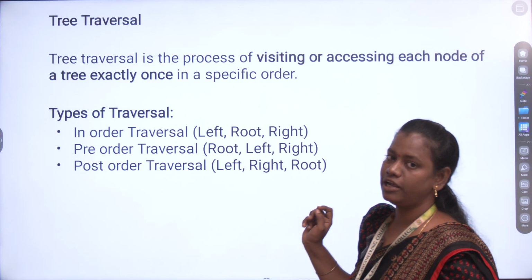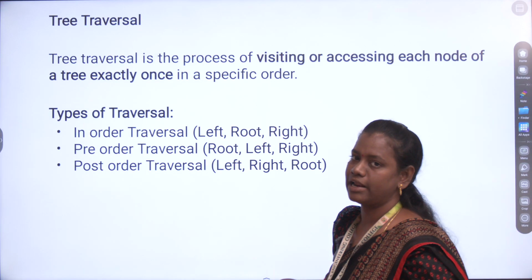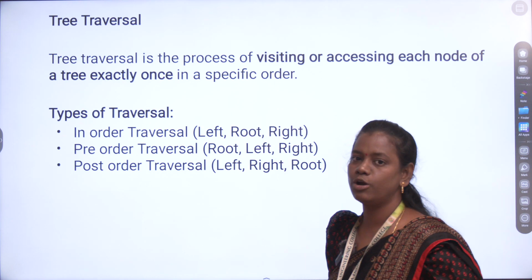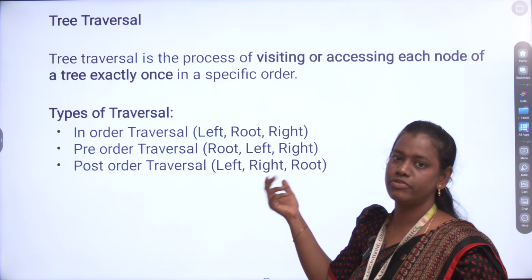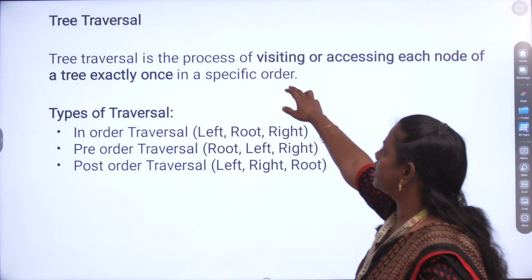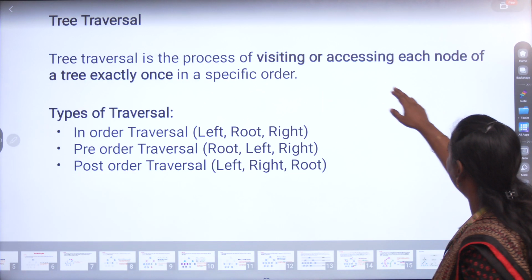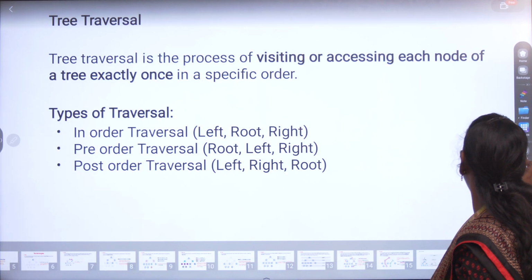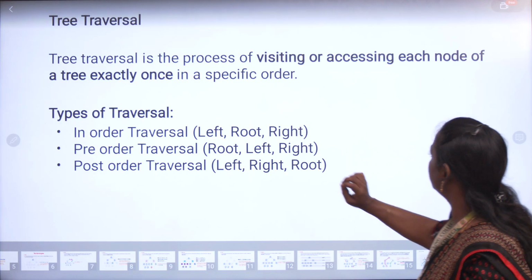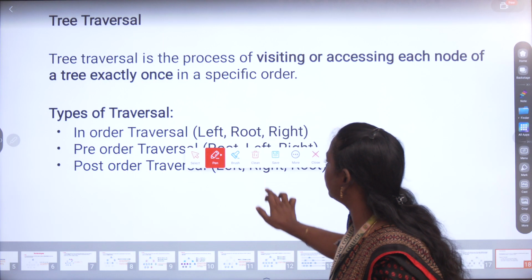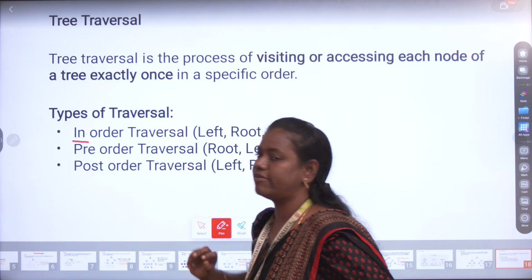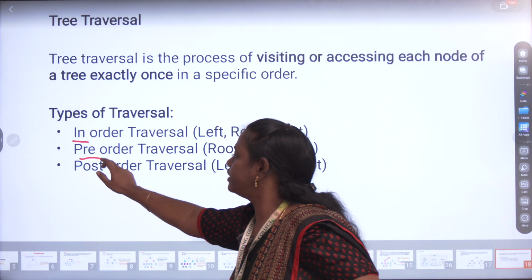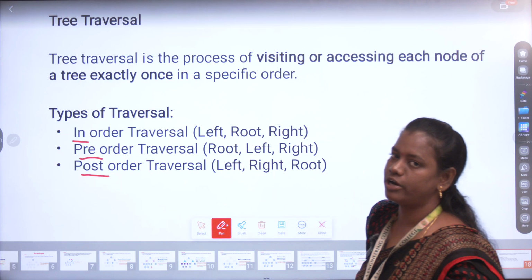So in this binary tree, we are going to focus on tree traversal. What is the meaning of traversal? Traversal means we are going to visit a node. Visiting, that is your traversal. So traversal is nothing but visiting each node exactly once. In this traversal, we are having 3 types of traversal. First one is in-order traversal, second one is pre-order traversal, third one is post-order traversal.